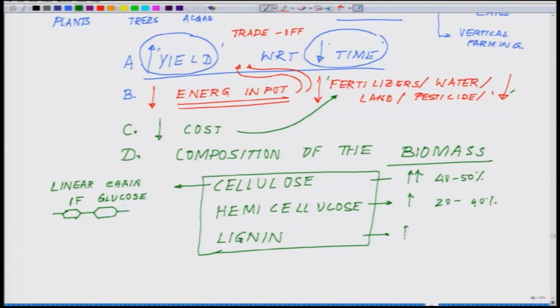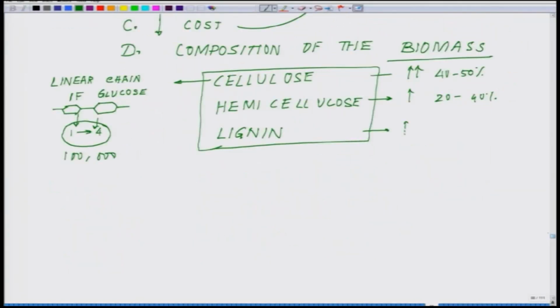And this chain is attached to each other by, if you remember in one of the previous lectures, I told you, 1,4 glycosidic linkages. So, they have 1,4 glycosidic linkages and the average molecular weight is around 100,000. Okay. And they are one of the most prominent components of the plants. Then comes the hemicellulose.